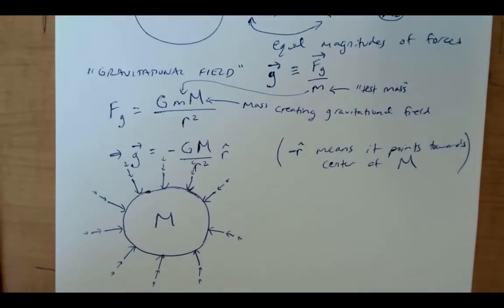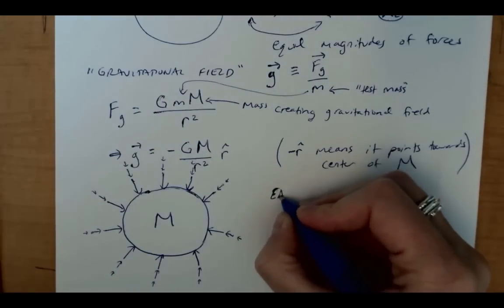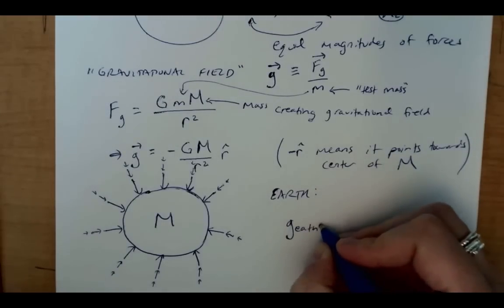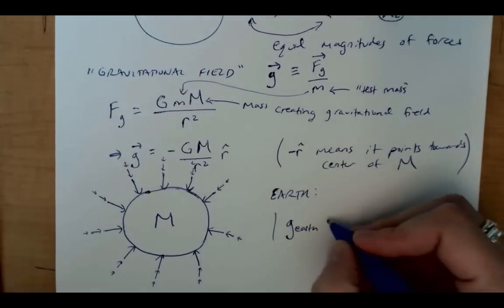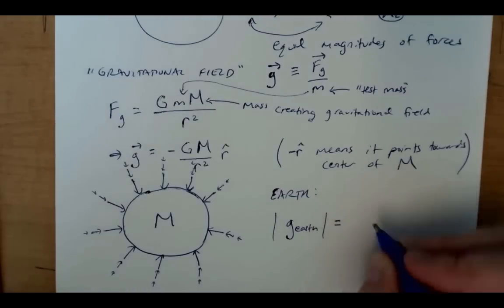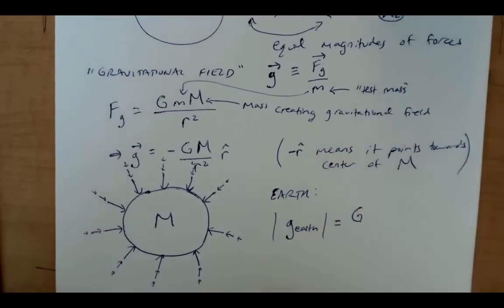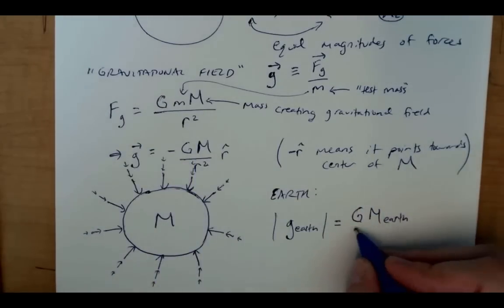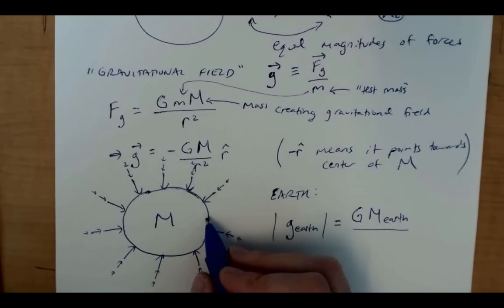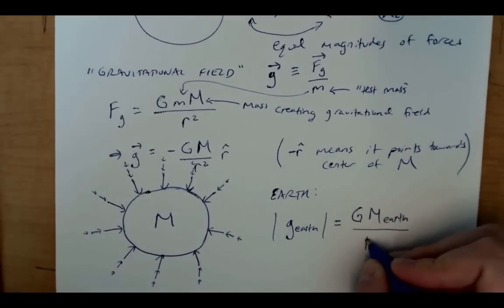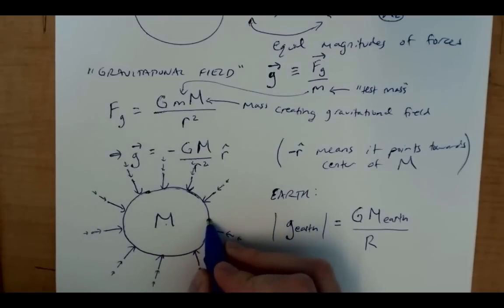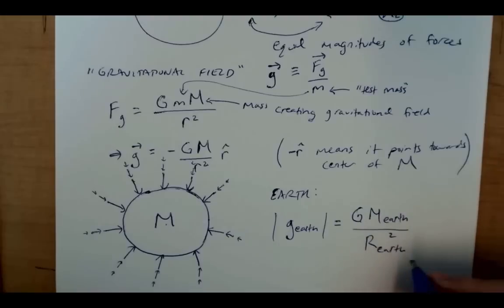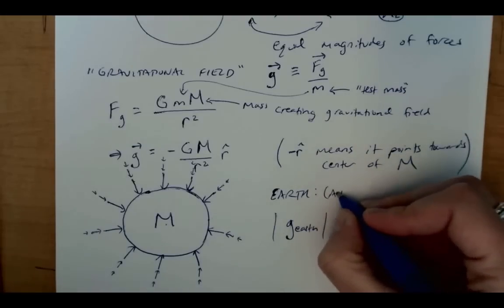And these lines denote the gravitational field at each point, which denote the gravitational force at each location. So if we look at the specific example of Earth, then if we write the gravitational field of Earth and we find the magnitude of it, it's going to be equal to the gravitational constant times the mass of the Earth, right? That's the mass of the object. And then at the surface of the Earth, the distance from the center of mass to the location would simply be equal to the radius of the Earth squared.